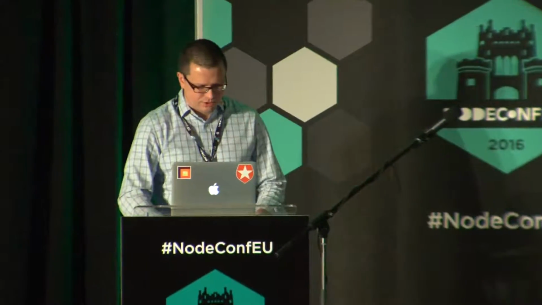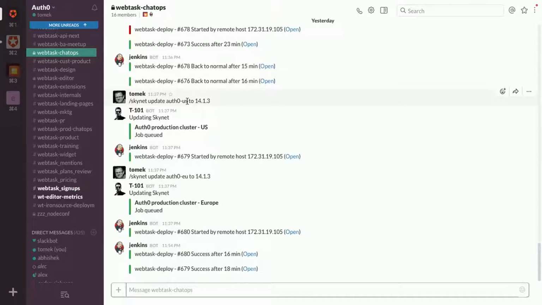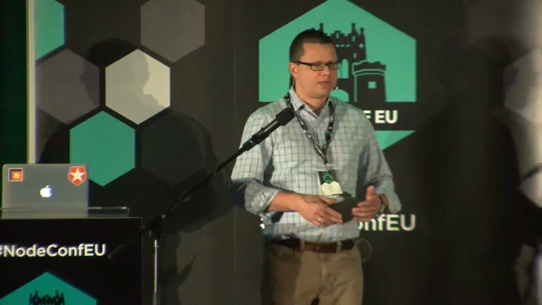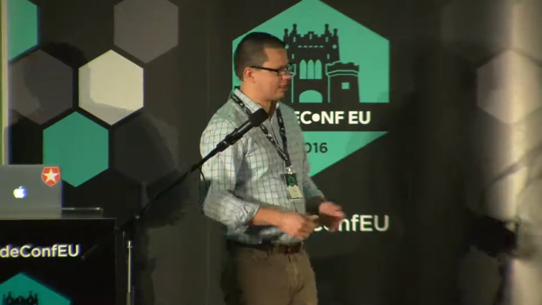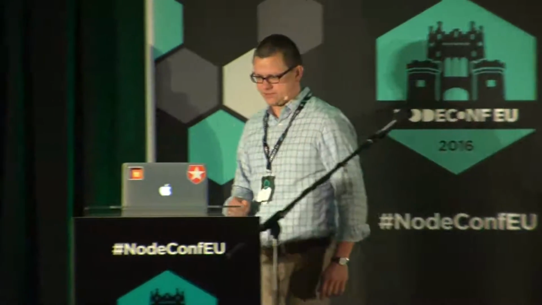We also use Slack for chat-ops. So we are very heavily invested in chat-ops. We can actually provision Auth0 infrastructure right from Slack by issuing a command along the lines of Skynet update Auth0 Europe to a certain version number. This will kick off a Jenkins job. And after the Jenkins job is done, it will report back to Slack that, OK, you are now running on a new version of the infrastructure.